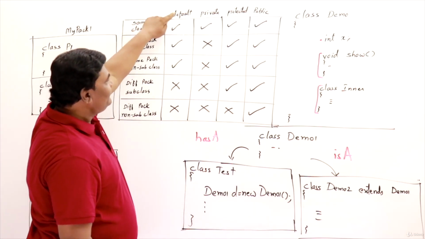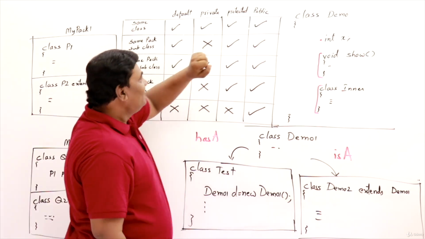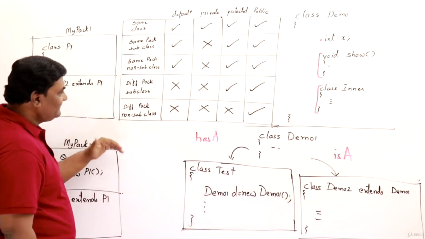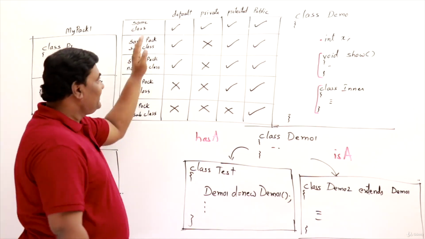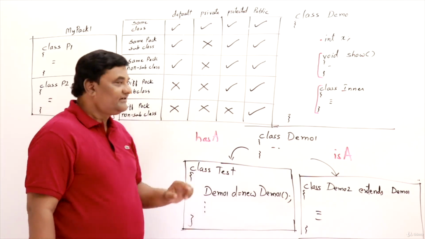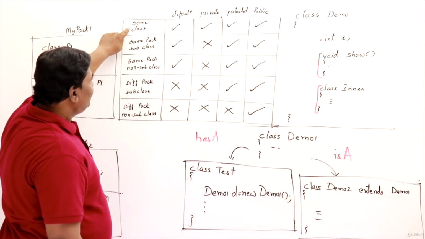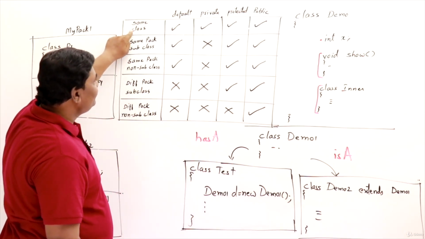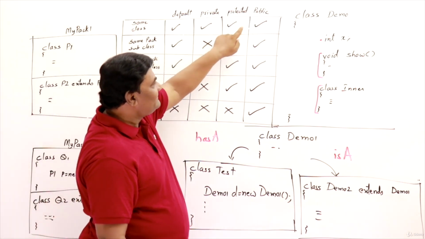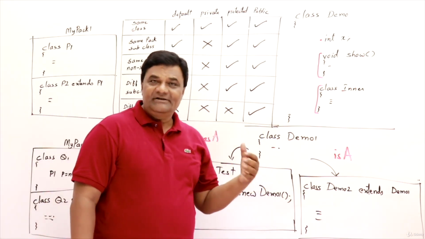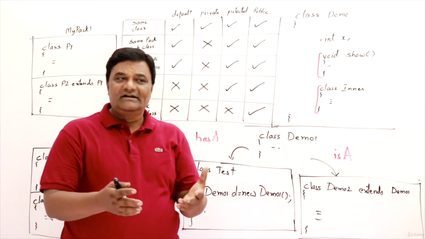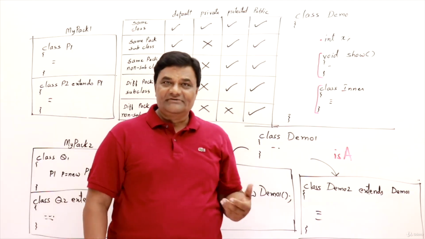These are the access modifiers: default, private, protected, and public. And these are the cases. So first one, let us pick up one by one and understand everything about it. First of all, same class. In same class, all these members are accessible, whether they are declared as private, public, or protected. So we know well that inside the class you can access all the members of a class.